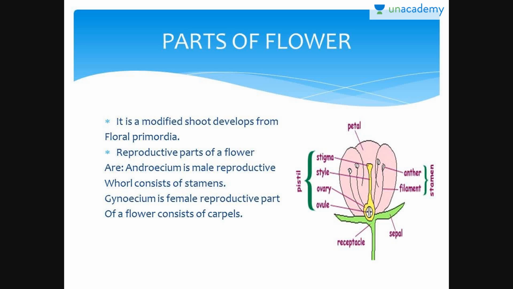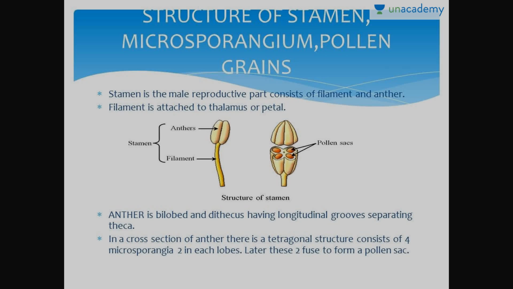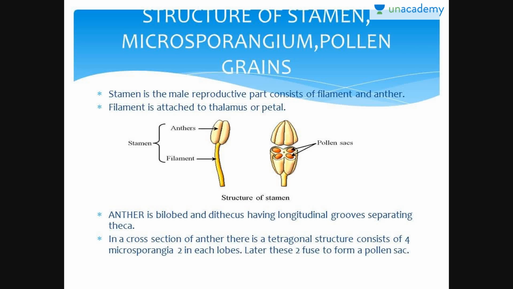androecium, which is the male reproductive part, which consists of stamens, and then gynoecium, which is the female reproductive part of flower, consisting of carpels. Let's have a deeper understanding of how the structure of megasporangium, stamen, and pollen grains look like.